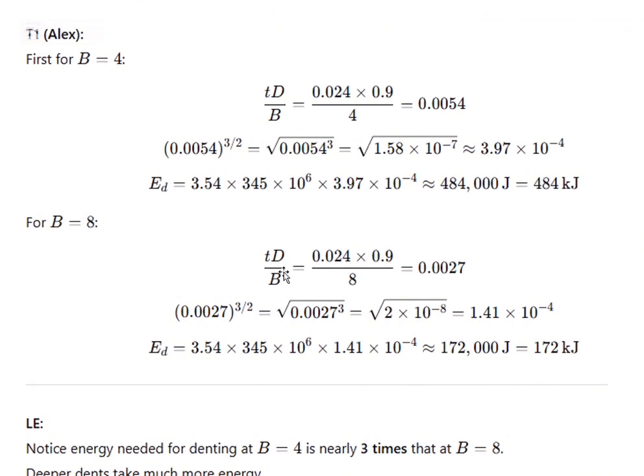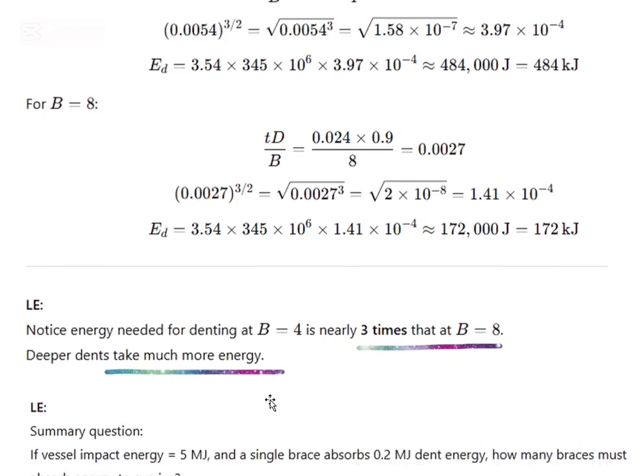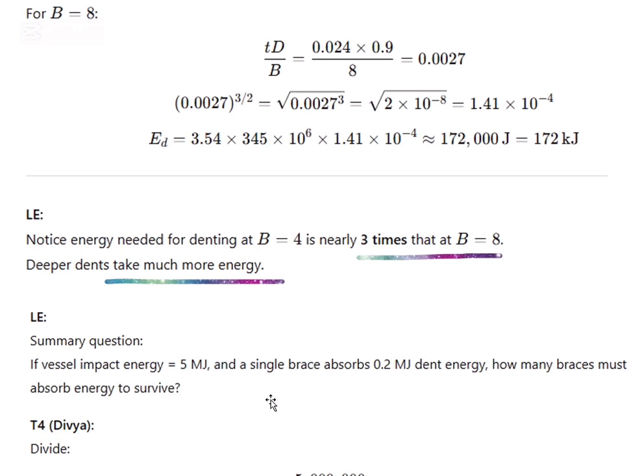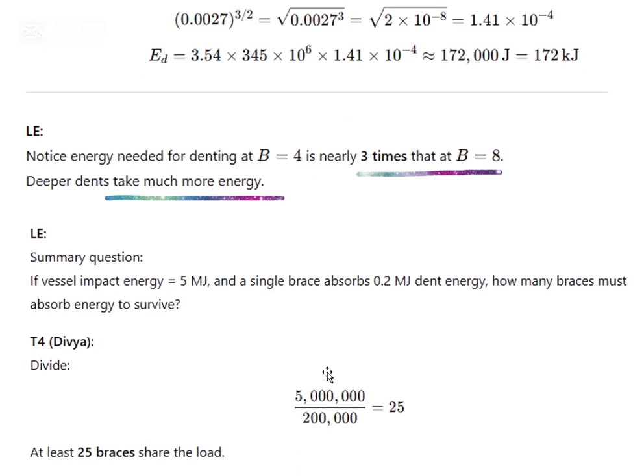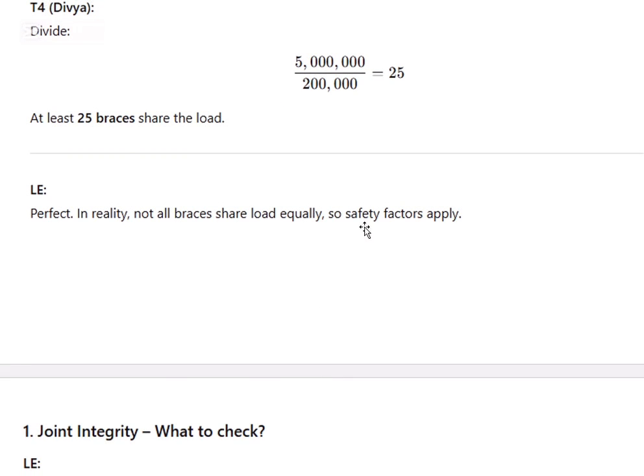With B equal to 4, you get 484 kilojoules. With B equal to 8, you get 172 kilojoules. Notice that the energy needed for denting at B equal to 4 is nearly 3 times that at B equal to 8. Deeper dents take much more energy. If a vessel impact energy is 5 megajoules and a single brace absorbs 0.2, how many braces must absorb the energy to survive? It's almost 25 braces. In reality, not all braces share the load equally, so safety factors apply.